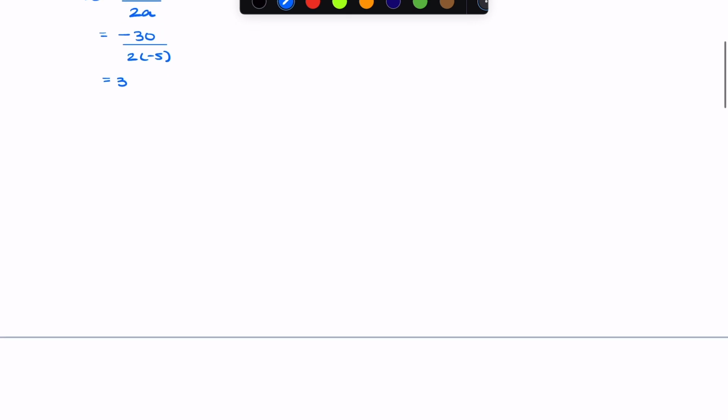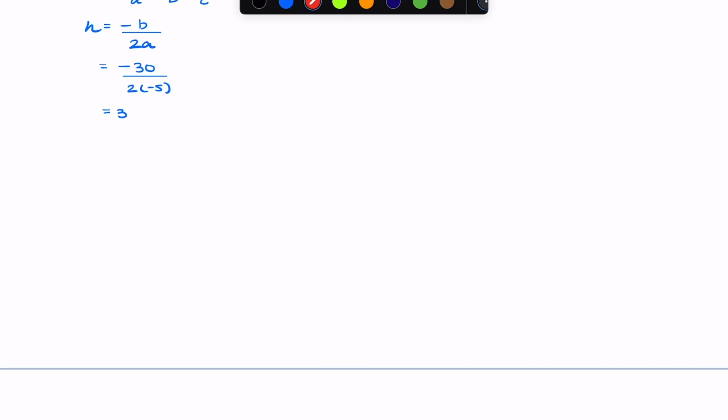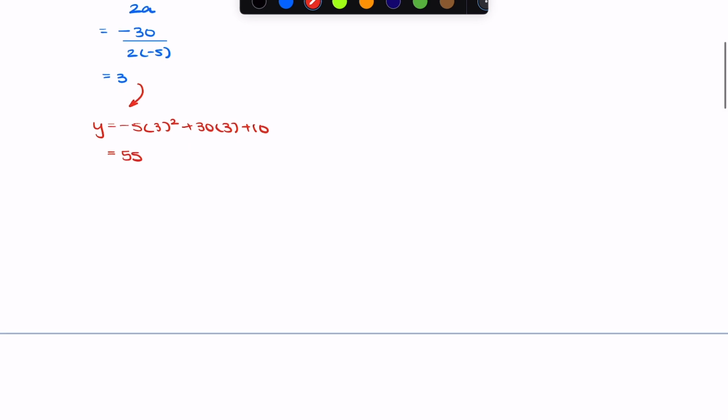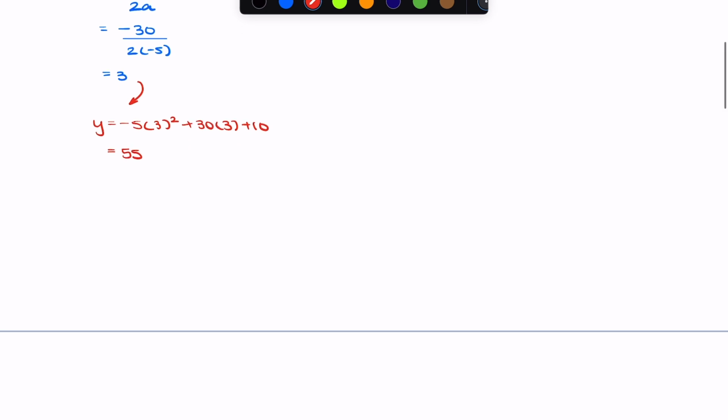And what we want to do is sub it back into the equation. So y is equal to negative 5 times 3 squared plus 30 times 3 plus 10. And here we'll get an answer of 55 when we solve it. So we know that our h value is 3 and our k value is 55.